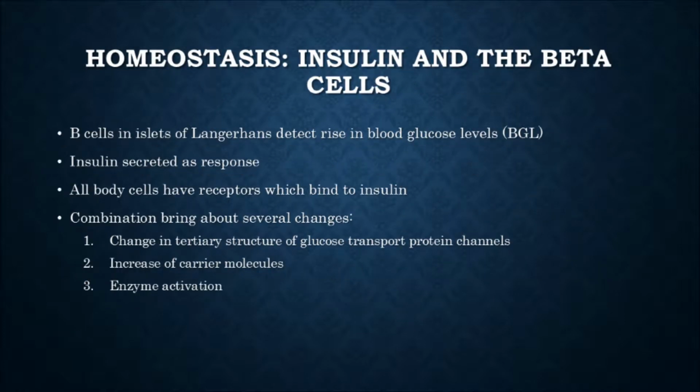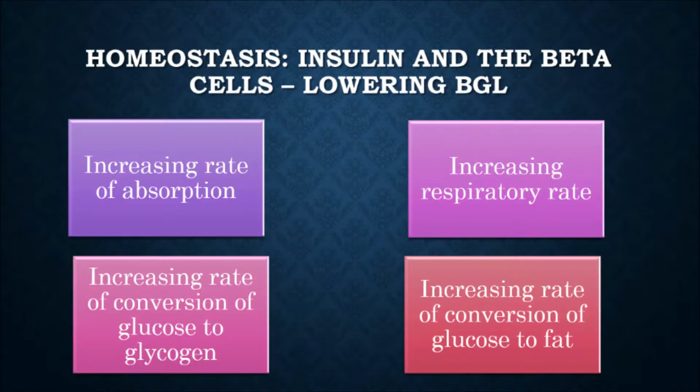In the islets of Langerhans, the beta cells detect a rise in the blood glucose levels, and so insulin is secreted as part of the response. All cells within the body have receptors for insulin, and the hormone receptor complex which forms brings about several changes. The tertiary structure of the protein channel changes, opening and allowing glucose into the cell. There is an increase of carrier molecules in the cell surface membrane, and the activation of enzymes which convert glucose into fat. As a result of this, blood glucose levels are lowered through various ways.